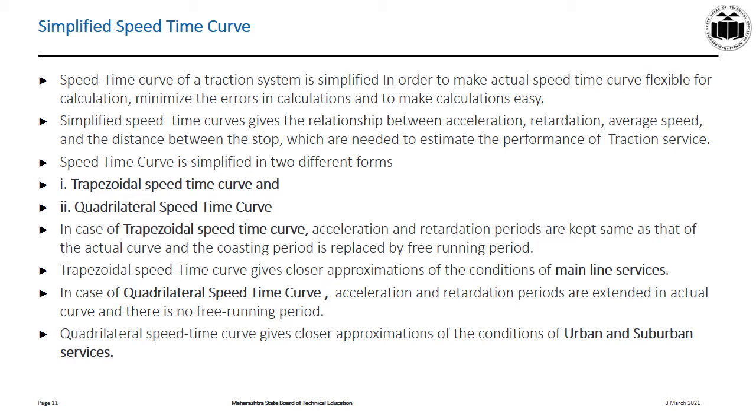The speed time curve is simplified into two different categories. First is trapezoidal speed time curve and second is quadrilateral speed time curve. In case of trapezoidal speed time curve, acceleration and retardation periods are kept same as that of actual speed time curve and the coasting period is replaced by the free running period. The trapezoidal speed time curve gives the closer approximations of the conditions of mainline services.